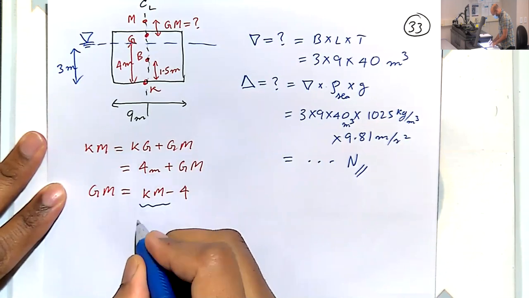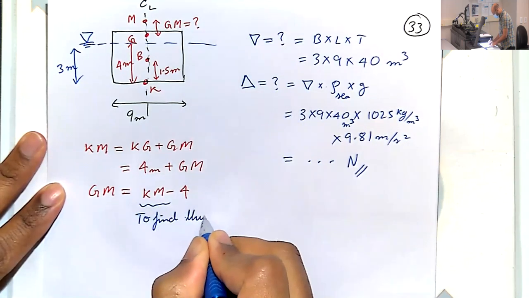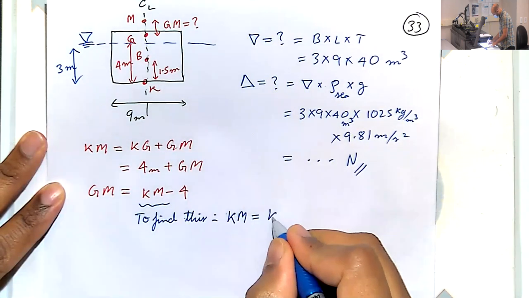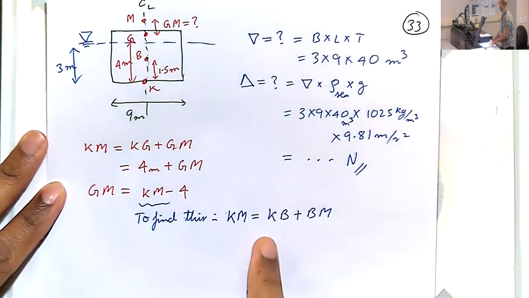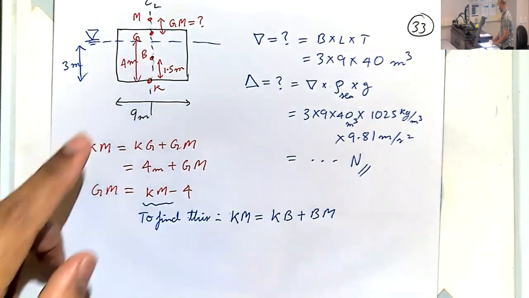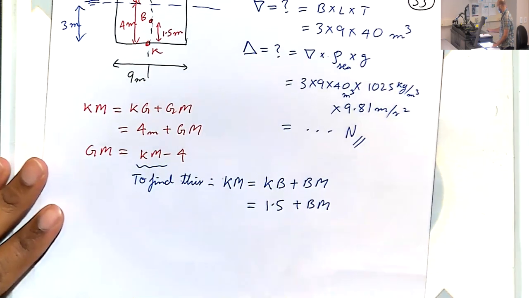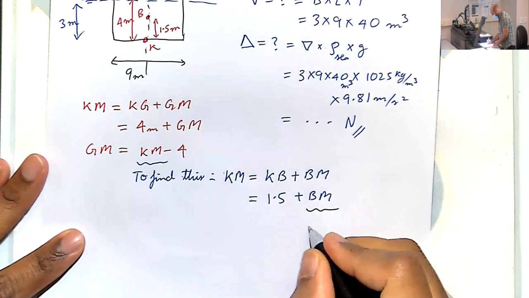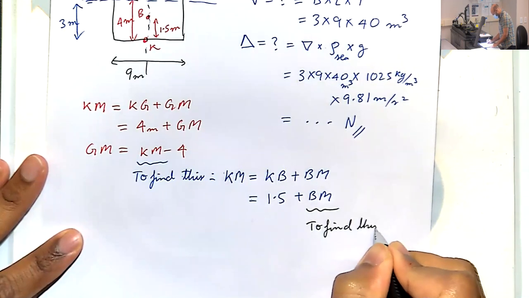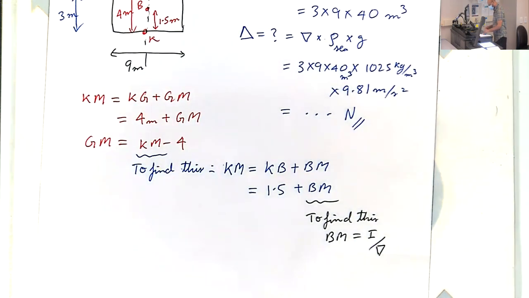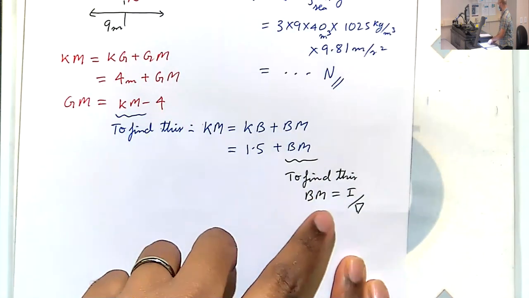And to find this, basically, we can use KM. Yeah, see, we know KB, and BM we know how to compute. So let's plug in KB, what is KB? It's 1.5 plus BM. And to compute this guy, BM is I over NABLA. All right. NABLA we just computed on top here. So we have that number. I is missing right now.